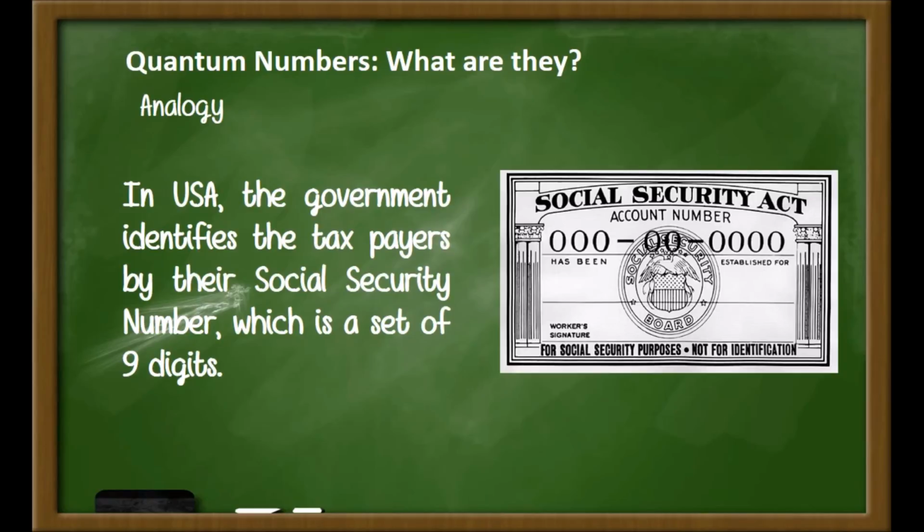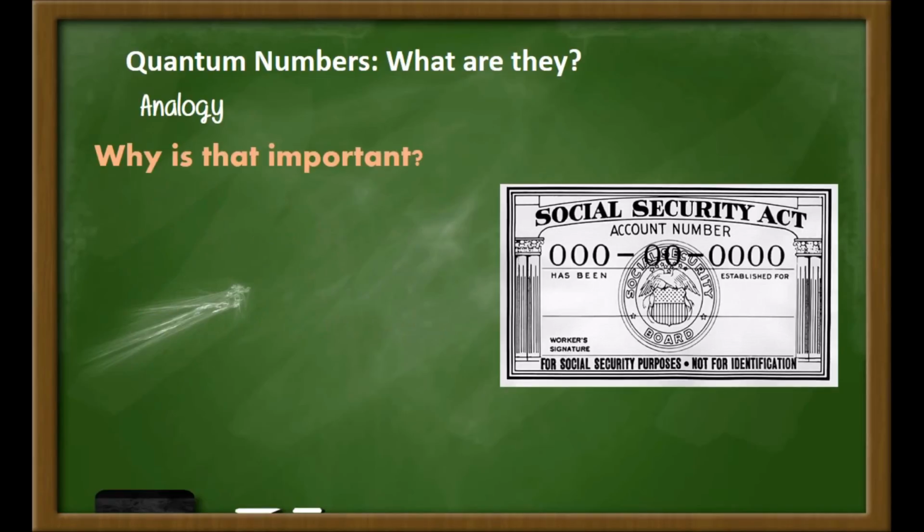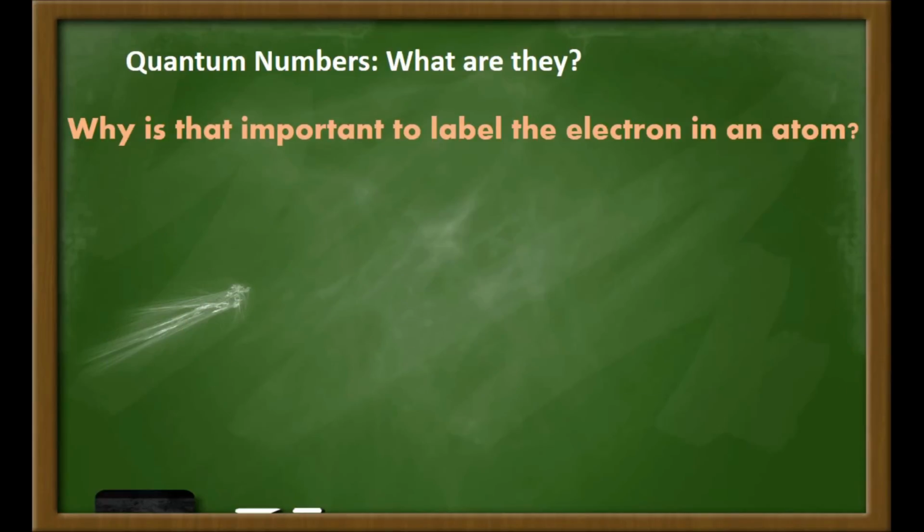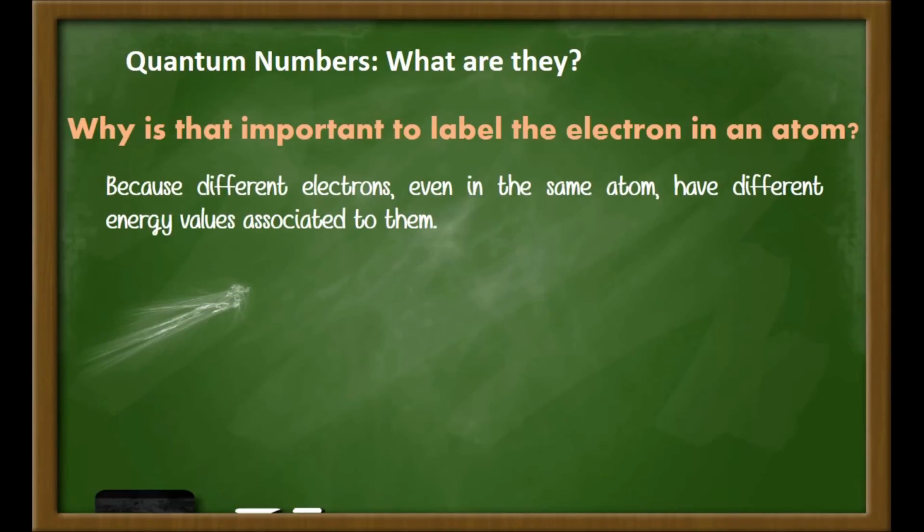For instance, in the United States, the government identifies the taxpayers by their Social Security number, which is a set of 9 digits. And why is that important to be identified by Social Security number? Because when the tax season comes, the government needs to track who is complying with filing tax forms and who is not.